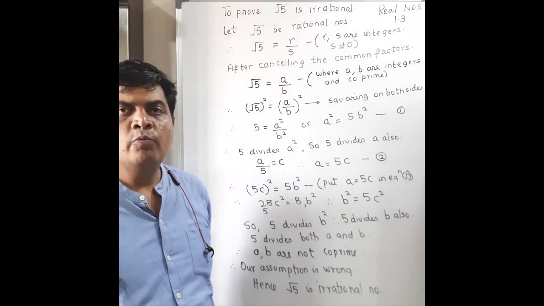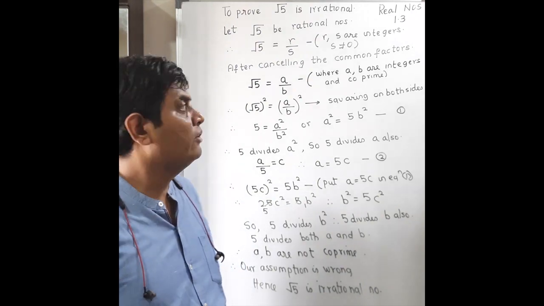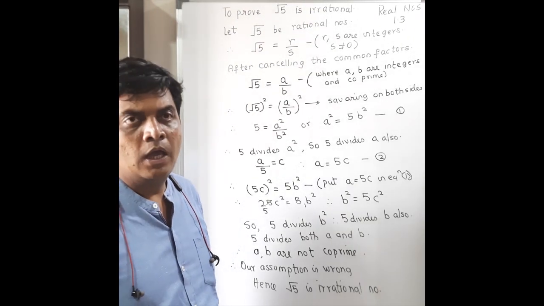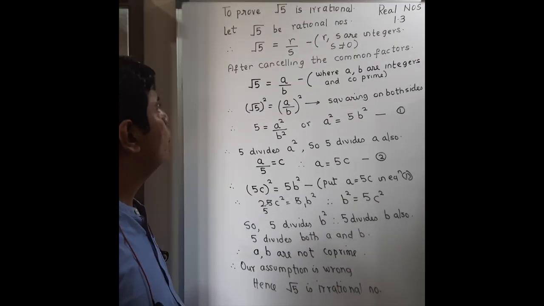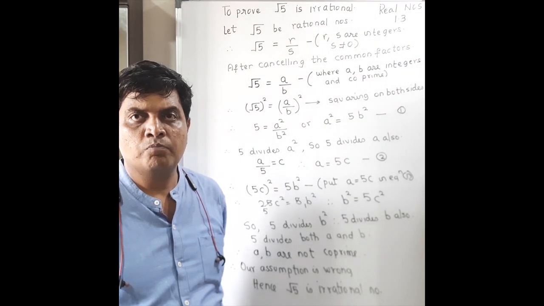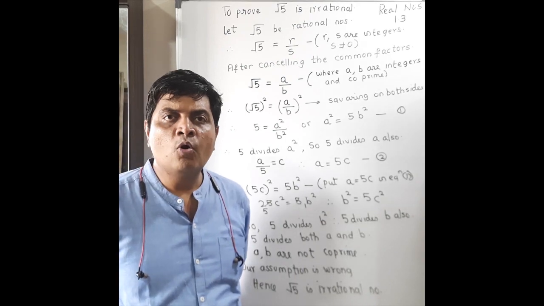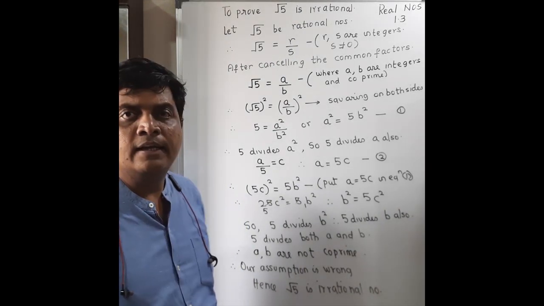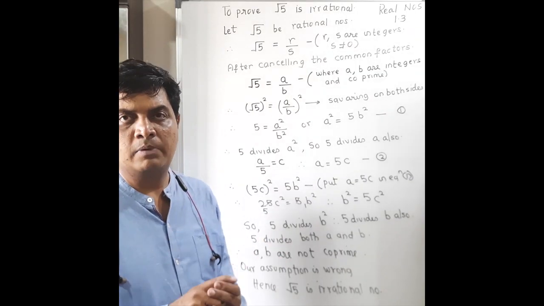In today's video, we are going to understand a very important sum of real numbers. This is exercise 1.3, and the sum is: we have to prove that square root of 5 is an irrational number. What we will do is go for this sum by the contradiction method. We will assume that square root of 5 is a rational number.